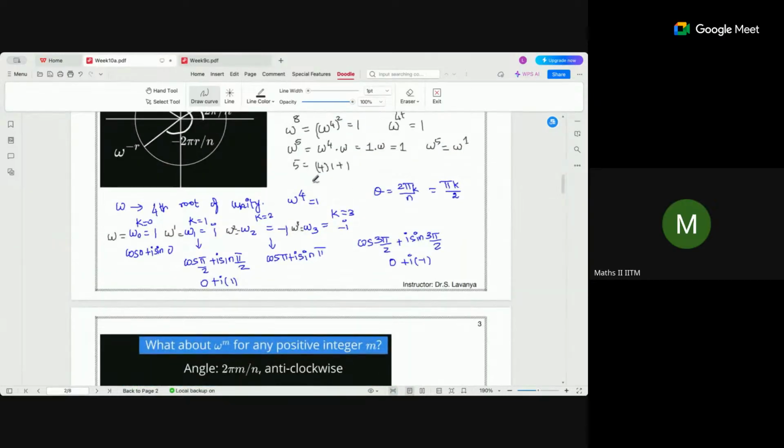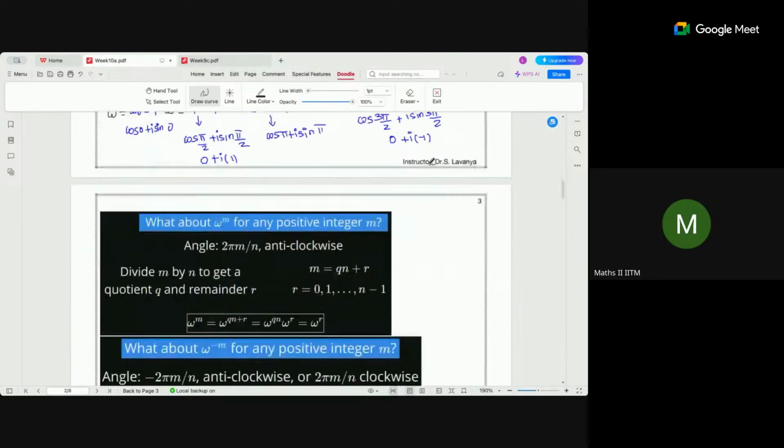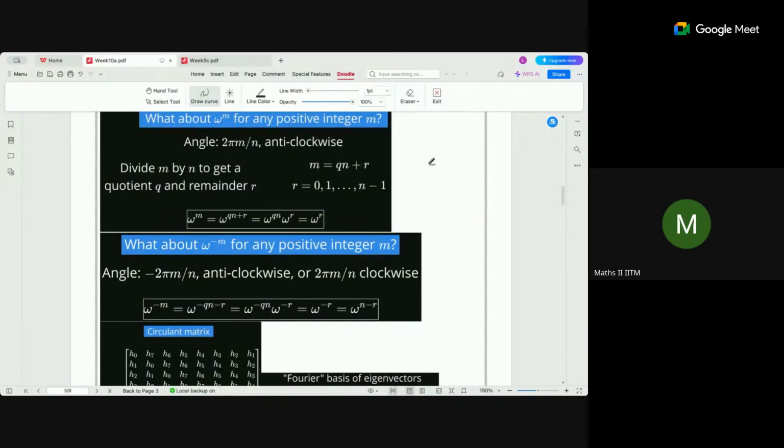So for example, maybe let's take omega power 7. So what is omega power 7 then? How can you split 7? 4 times 1 plus 3, right? So it means omega power 7 is same as omega cube, which is minus i. Okay, is it fine? You understand how we are doing it? Yeah. So the same thing you are doing for omega power minus m as well.